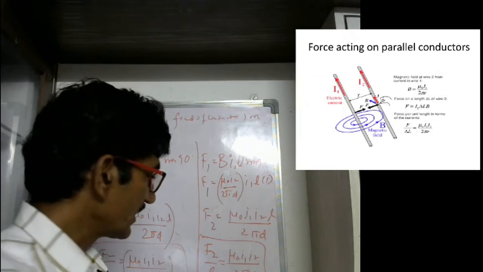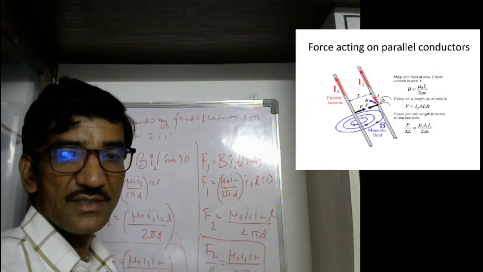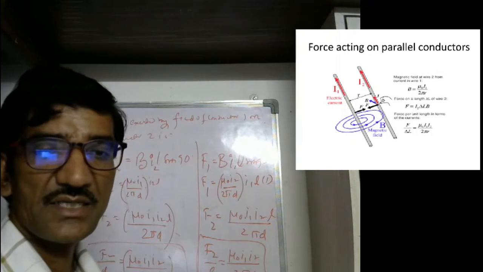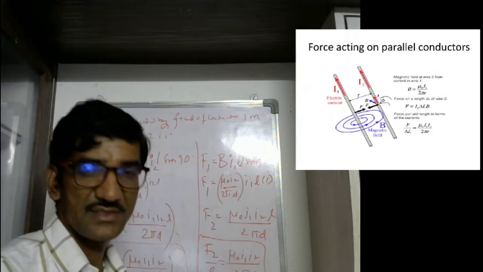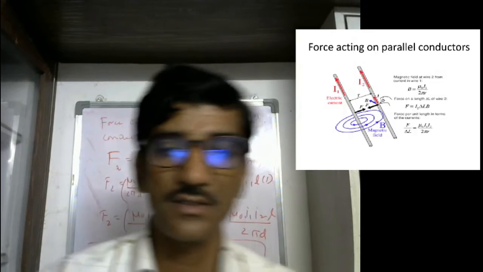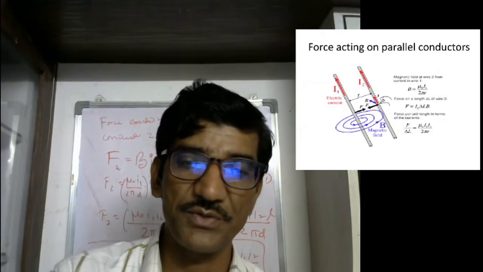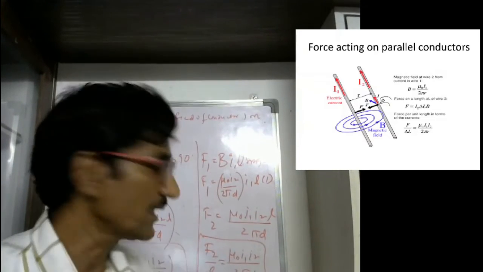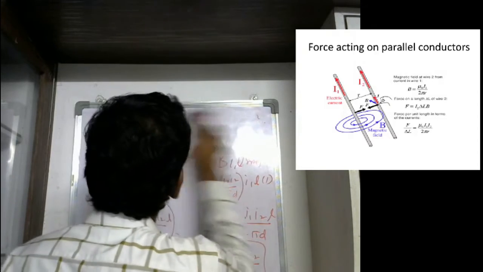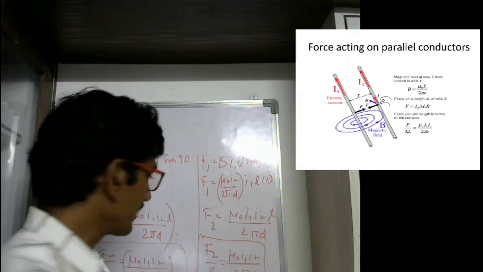If you increase the distance D, then what happens? This value decreases. If you increase the currents, then what happens? The force acting between the conductors also increases. That we have to know from this formula. This formula for the force between two parallel conductors can be used to define the ampere. How to define the ampere here? I will write here.